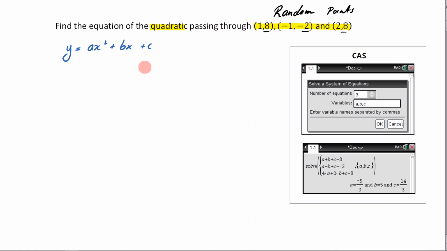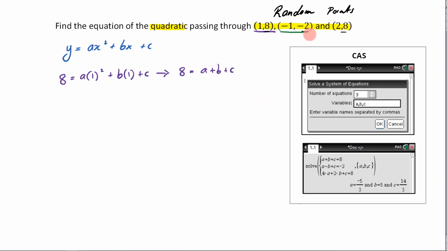Once you've written down that rule, you're then going to sub in each of these points into this rule here. So you're going to take this rule, this point right here, and sub it in. So that means my y will be 8, and then for my x's, I'm going to put 1 in there. So I'm going to put 1 into my x spot, plus c. That means 8 is equal to a plus b plus c. And then we just continue along these lines.